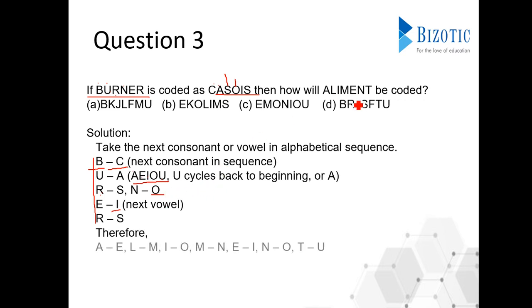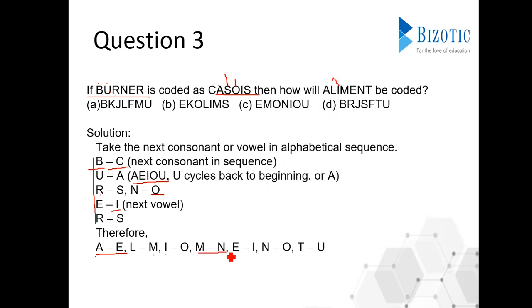Now let's solve it for ELEMENT. A is a vowel, so the next letter in the vowel set is E. So A tends to E. Next we have L. L is a consonant, and after L we have M. And then we have I, which is again a vowel. We just have to look into the vowel set and see the next letter. We have O. So A, L, I is done.